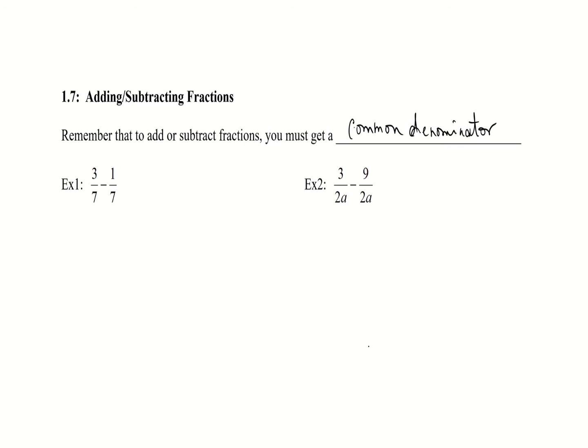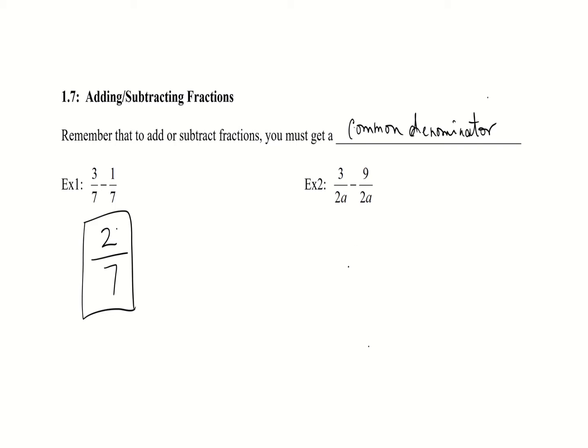3 over 7 minus 1 over 7. So there we have a common denominator, and so we don't have to do anything to the denominator. We'll just focus on the numerator, and we'll just subtract the numerator. So 3 minus 1 will give us 2, and the denominator stays the same. So the answer to example 1 is 2 over 7.